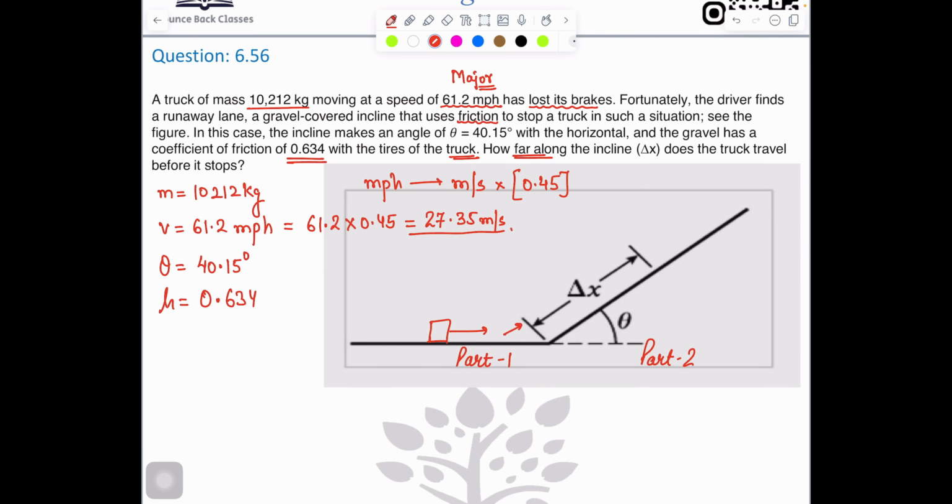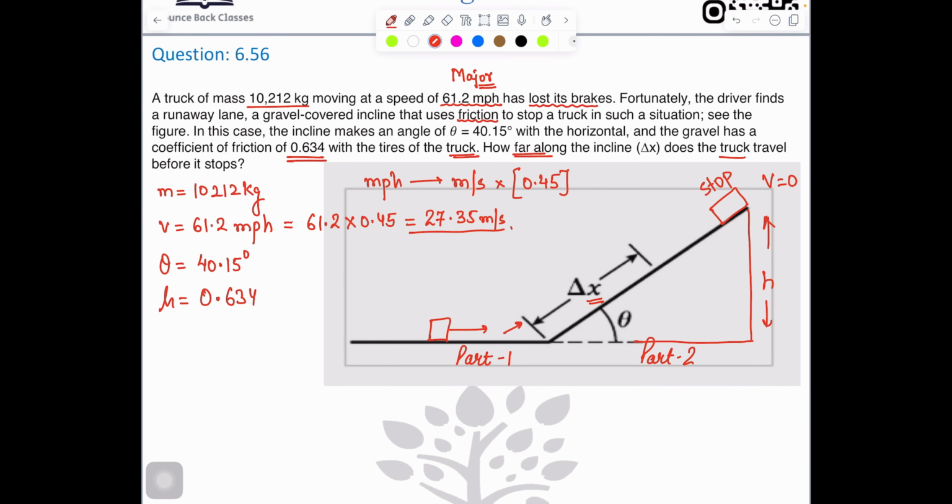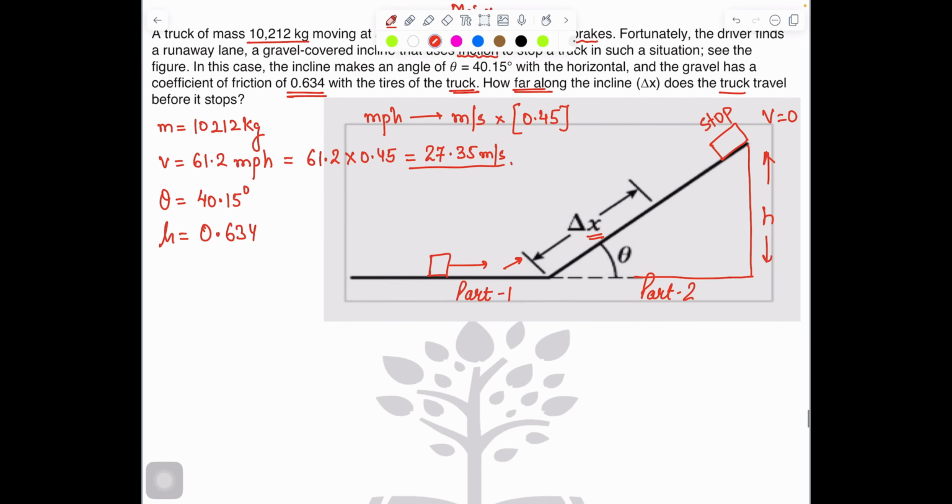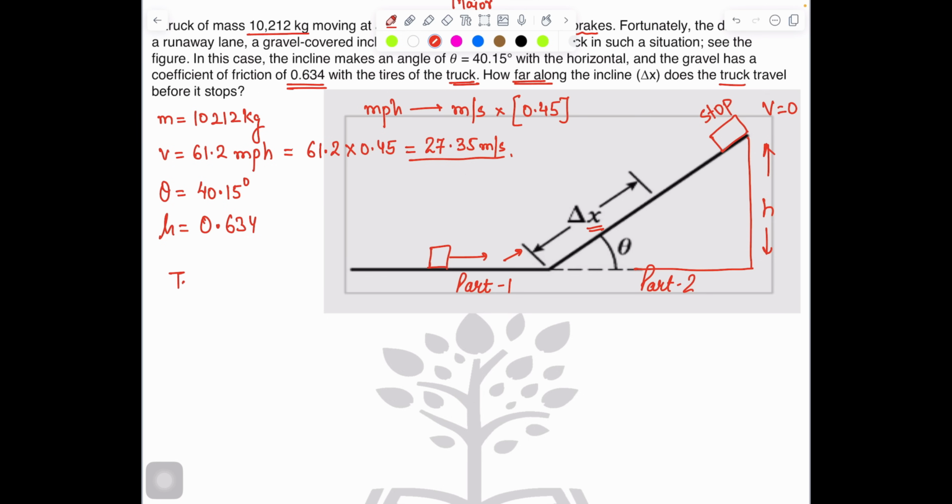See that in this case the incline makes an angle theta of 40.15 degree with the horizontal, and the gravel has a coefficient of friction 0.634. So it keeps on reducing the speed with the tires of the truck. How far, means we are looking for this distance x, does the truck travel before it stops? Let's say your truck will stop here. This is your height x, and here is the angle theta. Final velocity is 0. So we need to find the x. Guys, I told you, you need to find it in a very easy way. First thing, total energy at the top point, at this point. Let's say this name is A. Total energy at the top. What is the value?